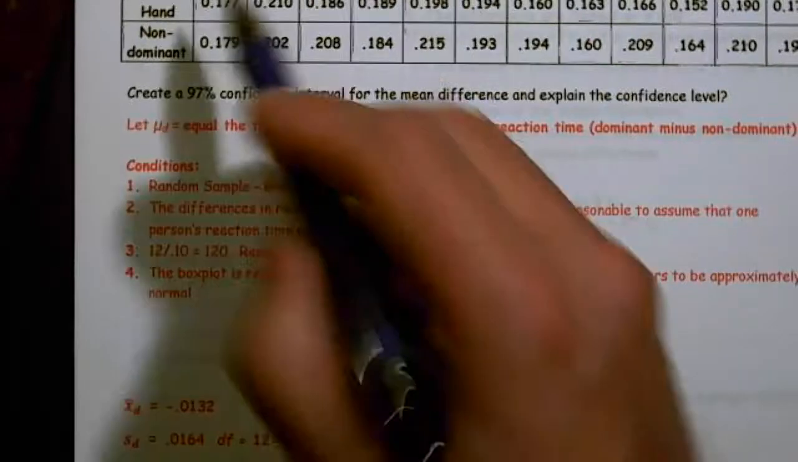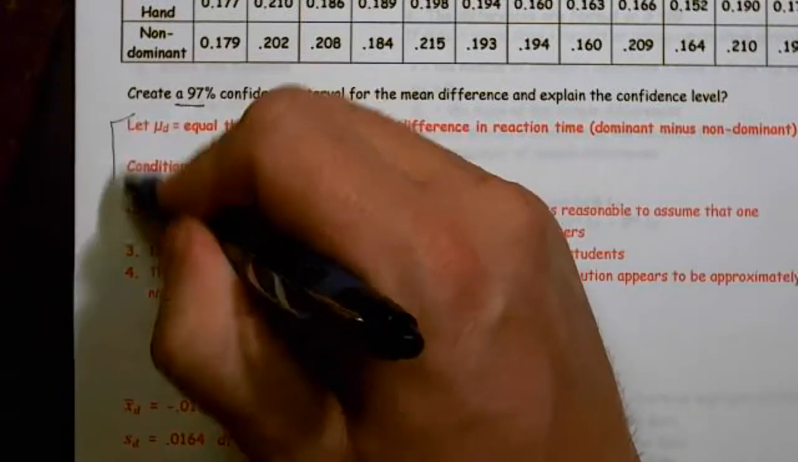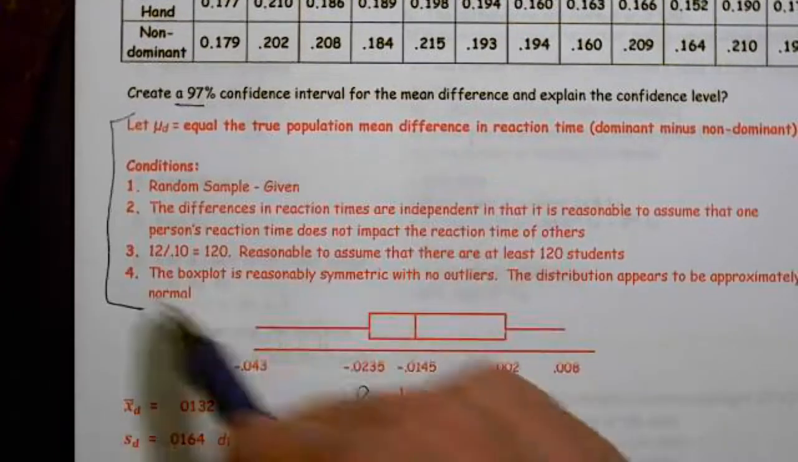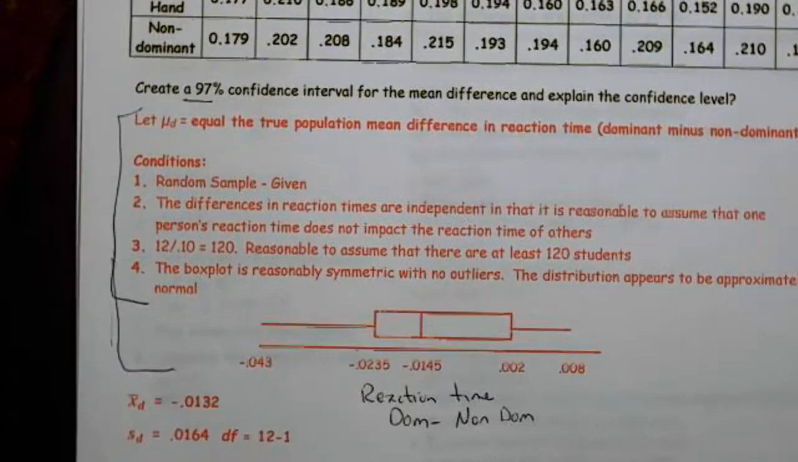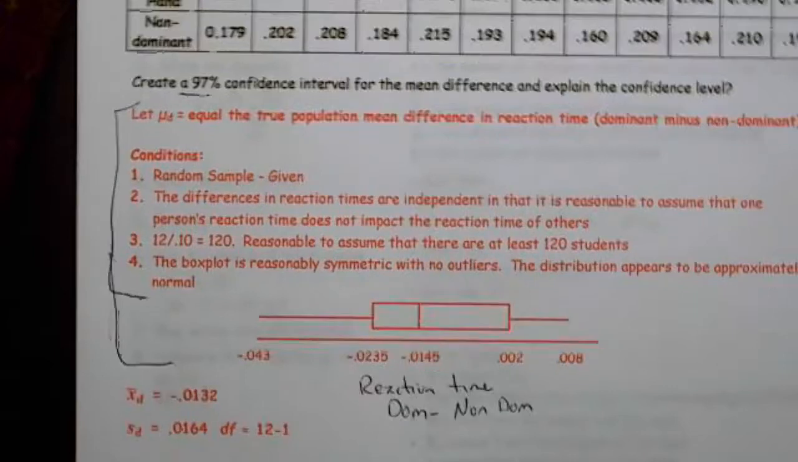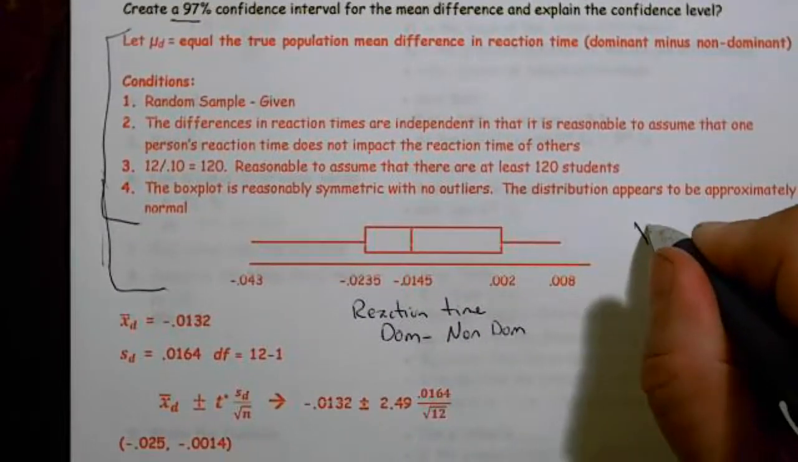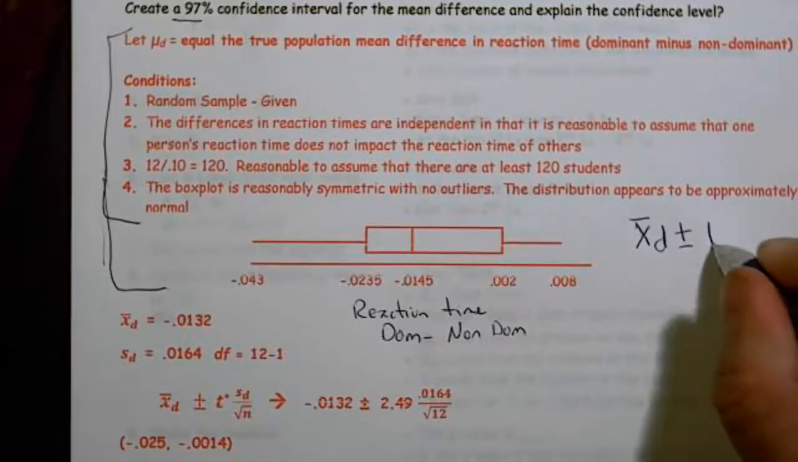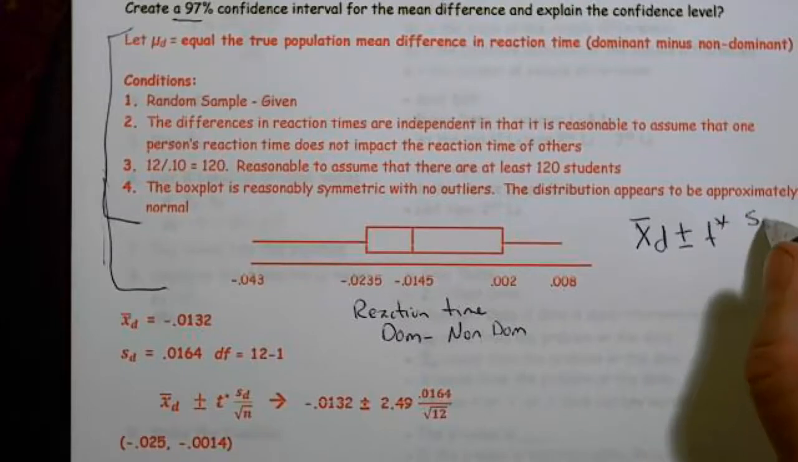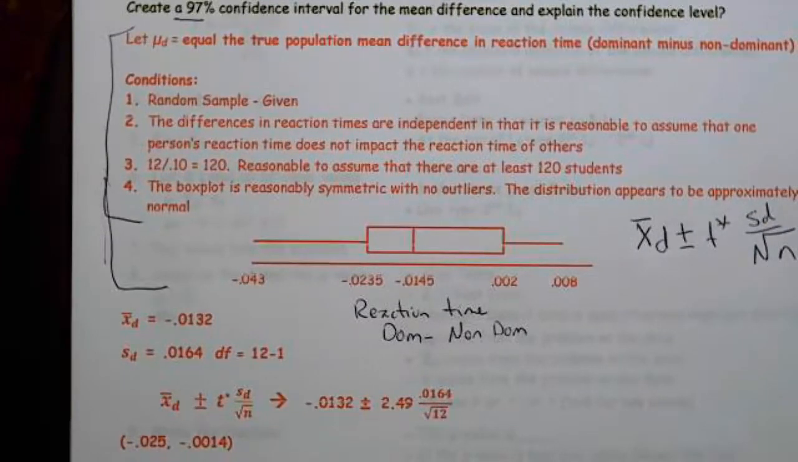We're going to create a 97% confidence interval. We already have our data in L1 and L2, and we've already defined our parameter and done all of our conditions. We did that on our previous page, so there's no need to do that twice since it's the same material. So my formula is x bar d plus or minus t star sd divided by the square root of n.